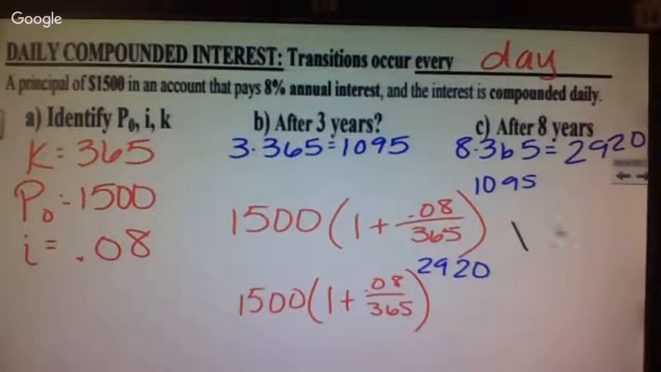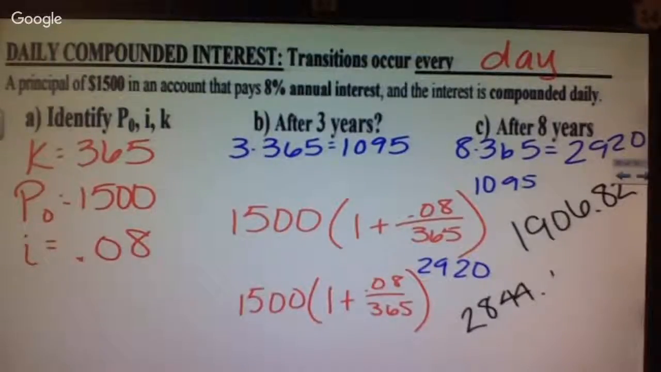Tell me if these are right. $1,906.82. Yeah. And $2,844.52.